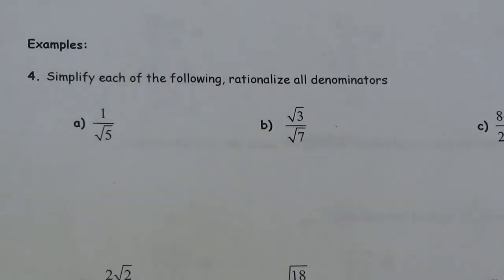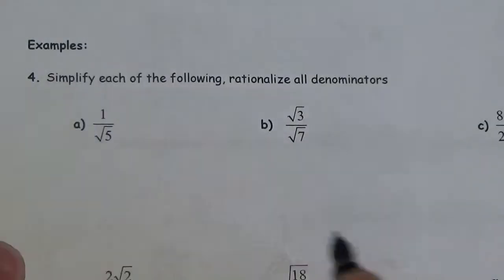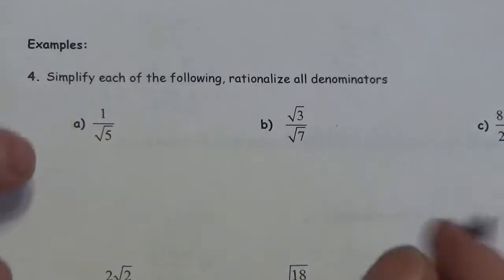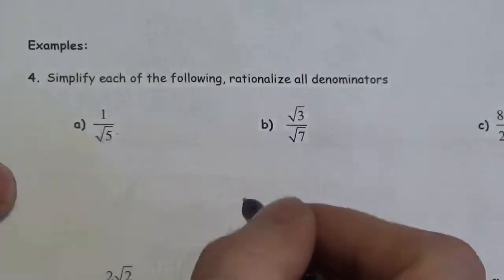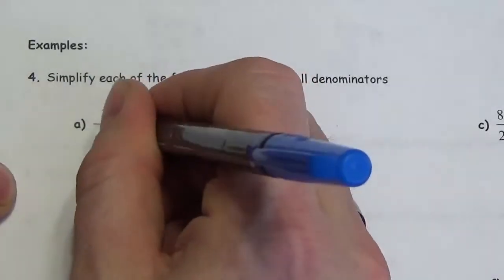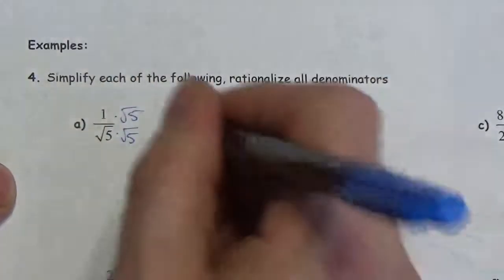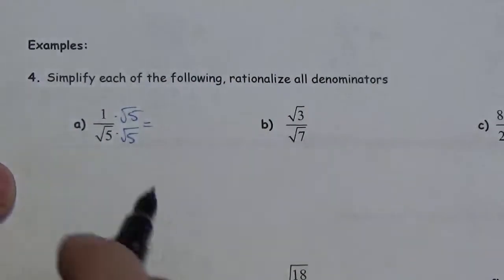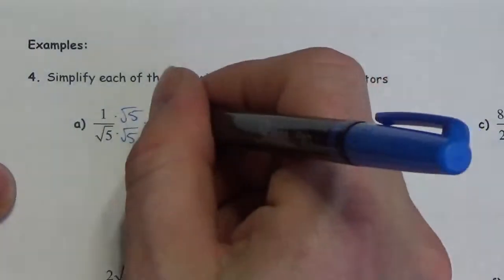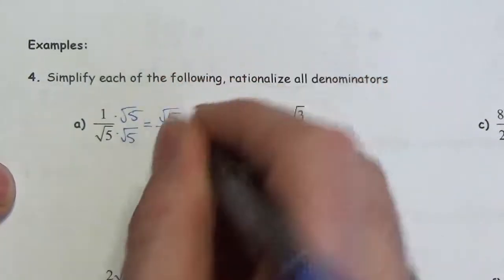Okay, let's take a look at some examples of rationalizing. So I see 1 over the square root of 5. What I'm going to do is get rid of that square root of 5 in the denominator, so I'm going to multiply by the square root of 5. But if I do that down there, I've got to do it in the numerator as well. So 1 times the square root of 5, that's easy. That's the square root of 5.